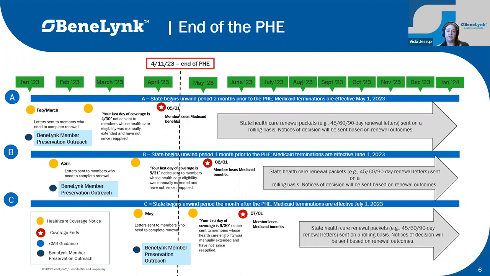So one of the things I've been doing at BeneLynk is trying to track which states have picked which options. We do have at least tentative plans, A, B, or C for most states, but last I checked, there were still about 10 where we don't know yet, and the states didn't know either. They said they still haven't decided. So this is just a depiction of the CMS guidance and how it translates if the PHE ends 4/11. Who knows?